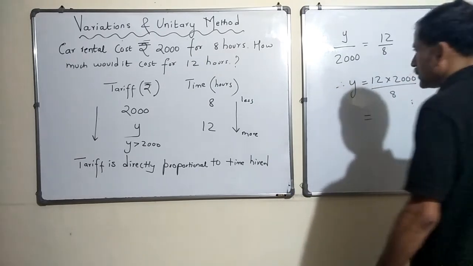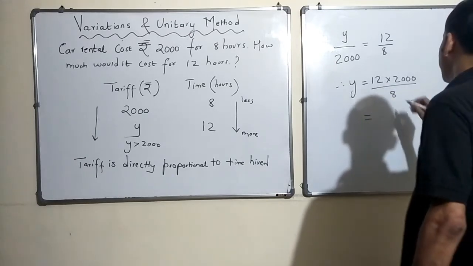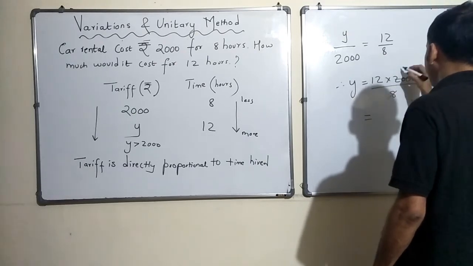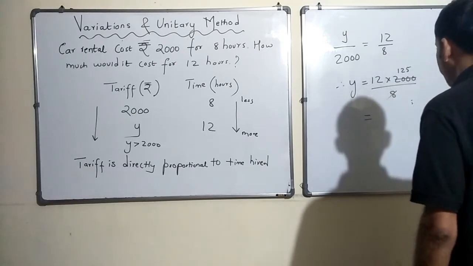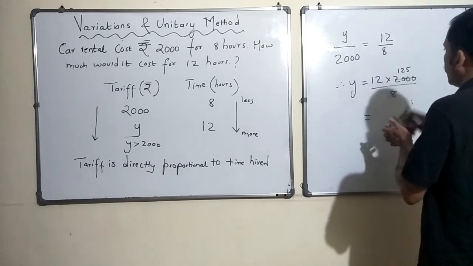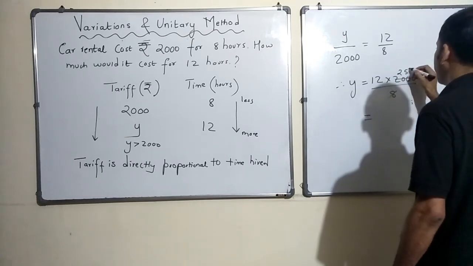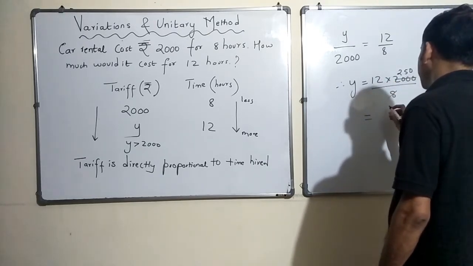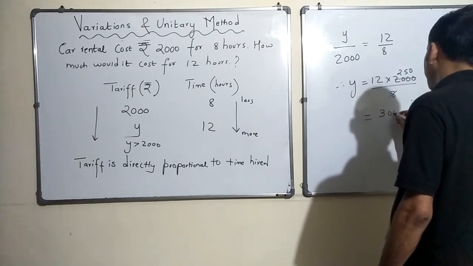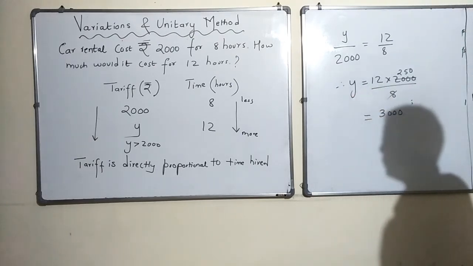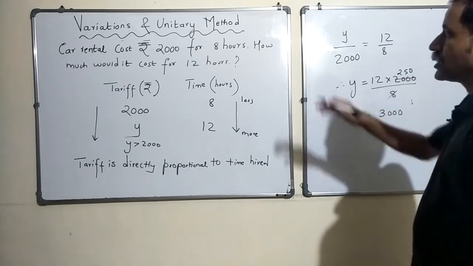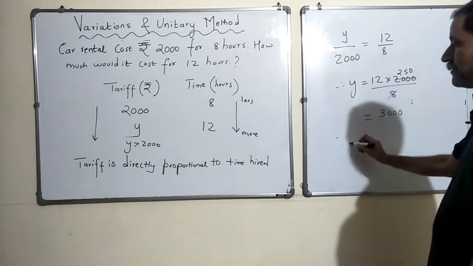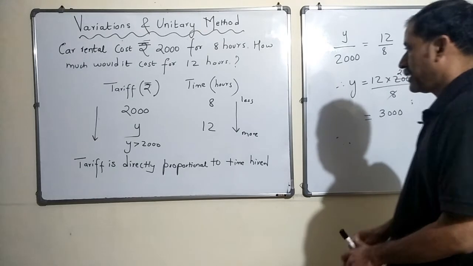Right, so what is the answer here? So this is what, 500, 125. Can I say 125? Is that right? I guess 250. Okay, this is 250. So 250 into 12 is 3000. So 3000 rupees. For 12 hours you need to pay 3000 rupees, right? So we figured it out. All right, so this is good.